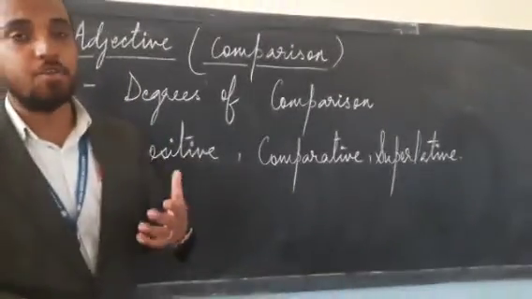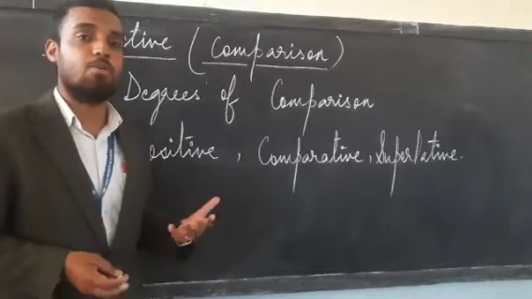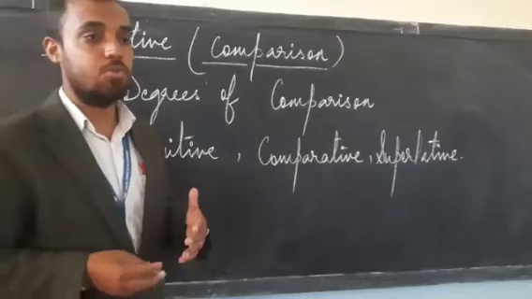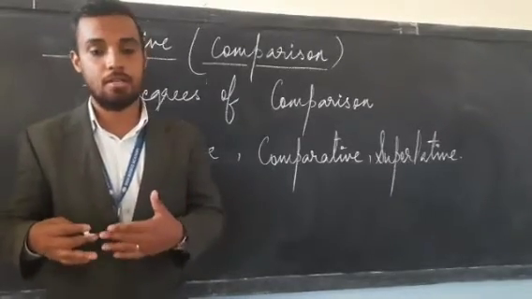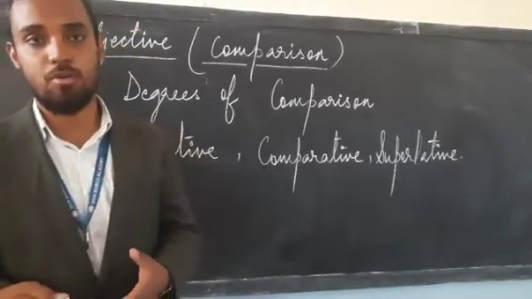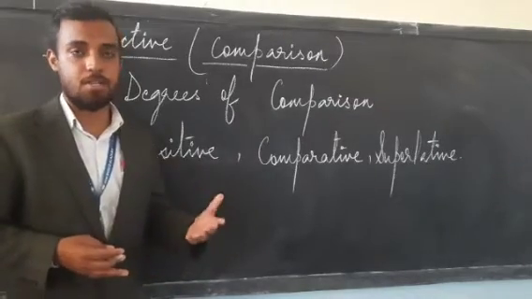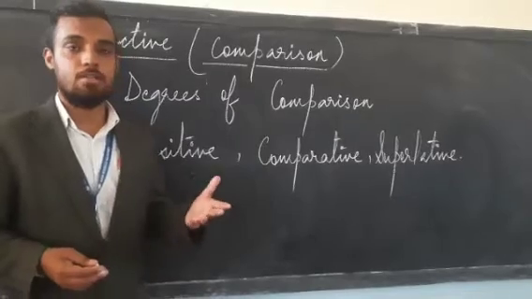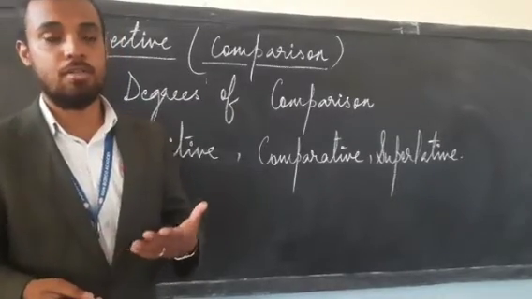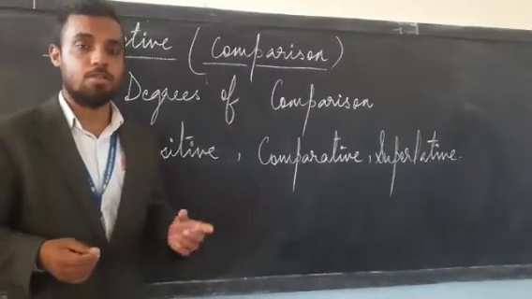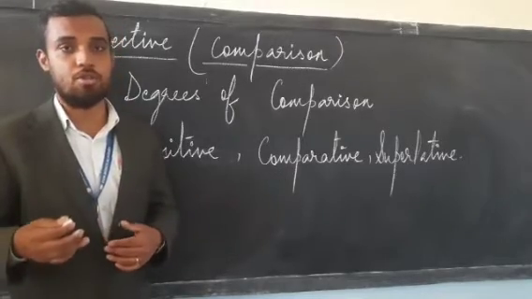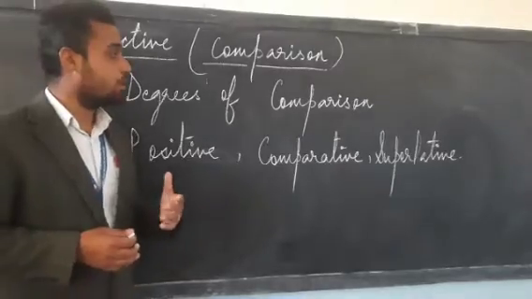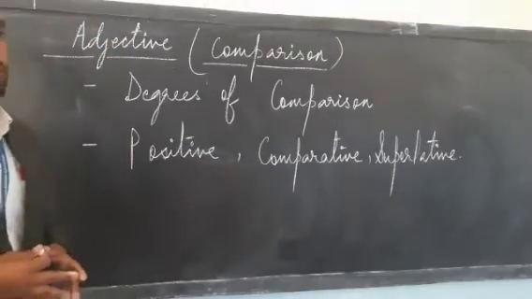Then we have interrogative adjective which asks you a question. Then comes possessive adjective which tells you to whom an object belongs. Possessive, it is his pen, this is my pen, it is your pen. These all, his, her, mine, yours, theirs. These words are telling you about the possession, to whom it belongs. So now we are going to learn about the comparison.